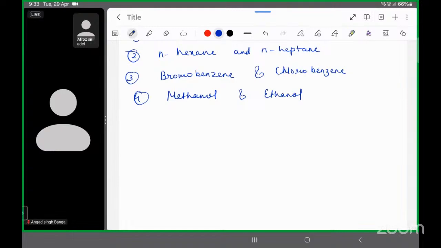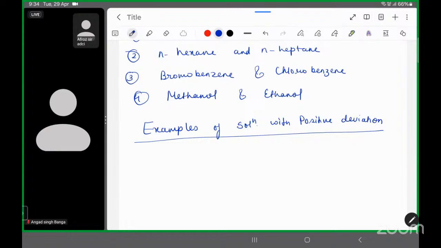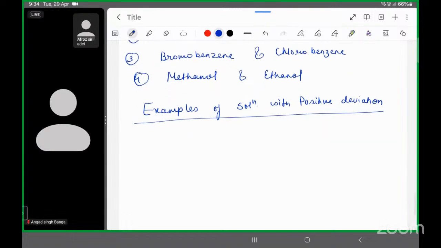Now some examples of positive deviation. Examples of solutions with positive deviation. Here, what we have to see is that the solution should have lesser intermolecular interaction. There should be weak interactions between solute and solvent. So examples should be like this.